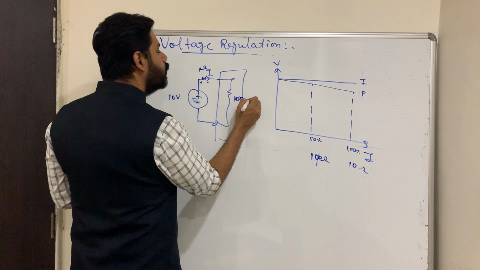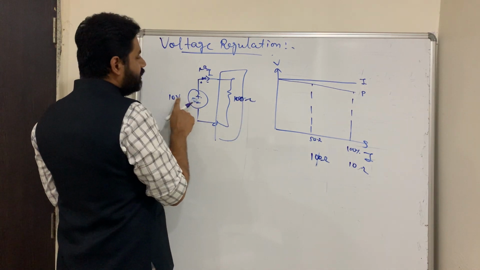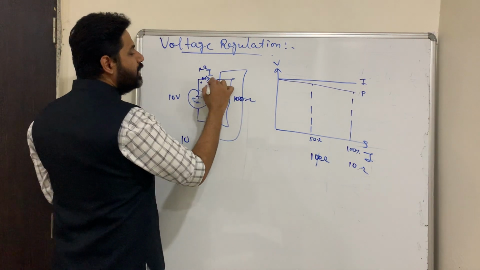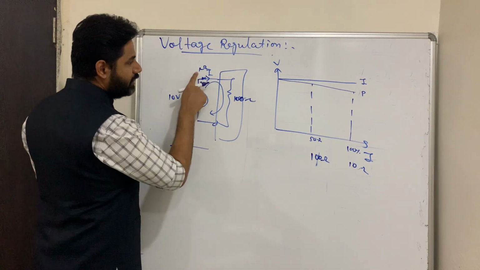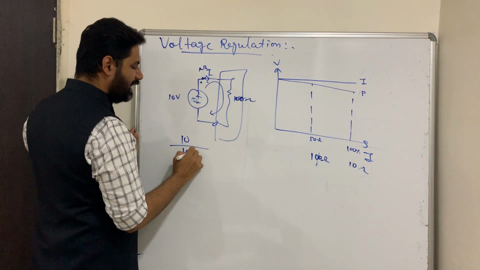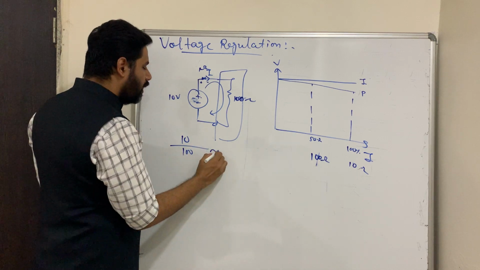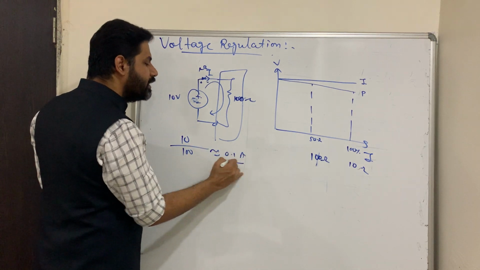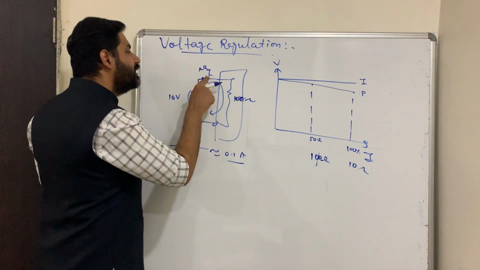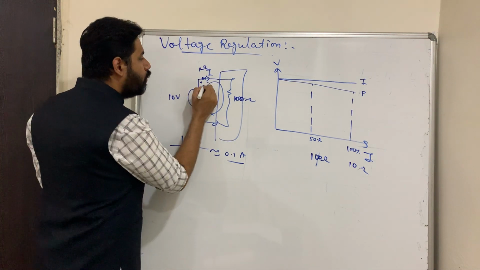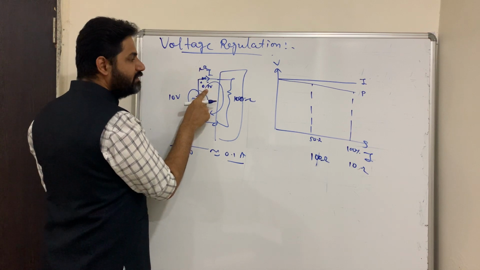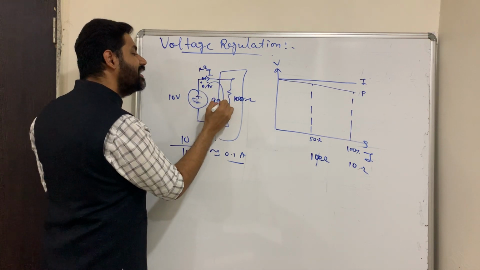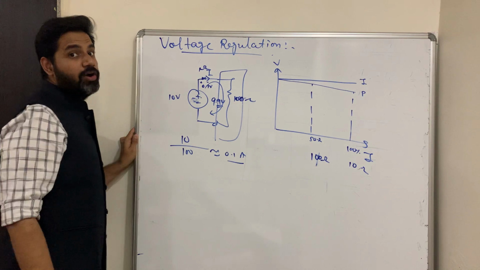So if it is 100 ohms over here, what will happen? What is the value of current flowing through this load? 10 divided by 100 plus 1, approximately 0.1 ampere current is flowing. 0.1 multiplied by 1 ohm, so the drop is 0.1 volt. So 10 minus 0.1, 9.9 volts will come across the 100 ohm resistor.